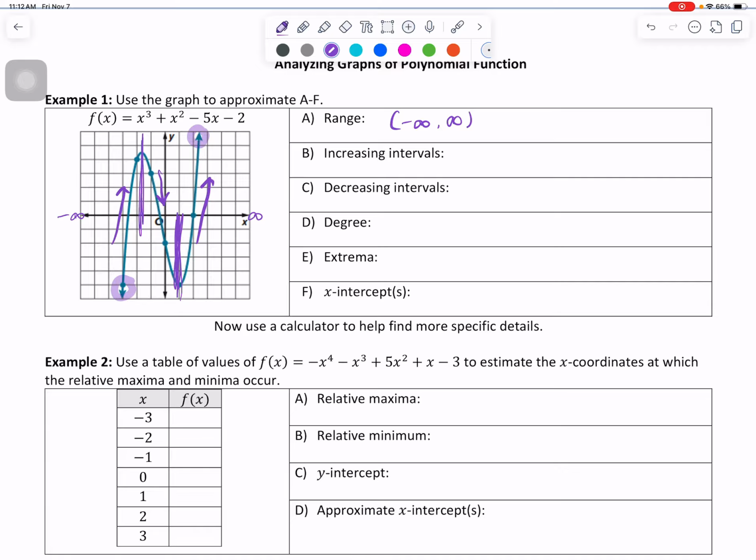So increasing interval will be negative infinity to, and the x value there, I'm going to guess is, I don't know, I'm guessing negative 1.7. You might have put something different. And the other increasing, well, that one looks like it's starting at 1 and goes to infinity. So the decreasing interval is the one between there. So starts at the negative 1.7 and goes to 1.